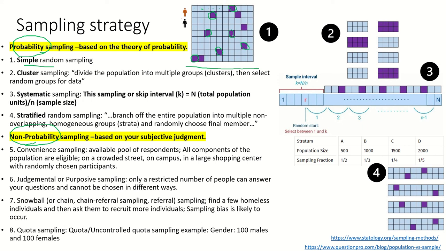For example, you have lots of employees in an organization, and they have a specific ID number. You use an algorithm or calculator to randomly choose some numbers, and then invite them to be a part of your sample, and then you can do a survey or interview them. So this is simple random sampling.